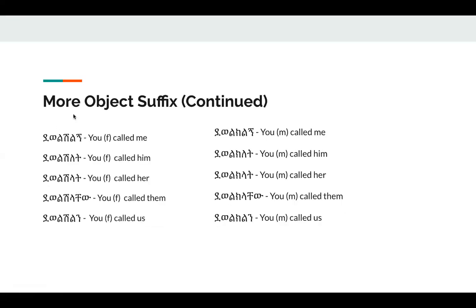So we can see more of the combinations. This is going to be for you as a female. Dawalishlin, you female called me. Dawalishalet, you called him. Dawalishalat, you called her. Dawalishlacho, you called them. Dawilishlin, you called us. And then for you for male, Dawilkalin, you called me.